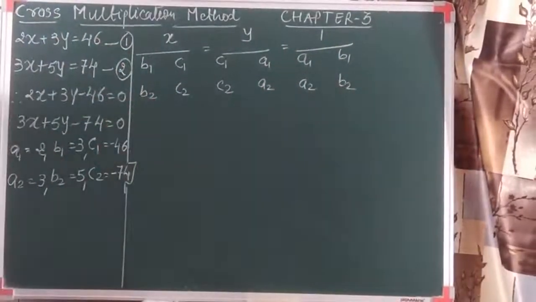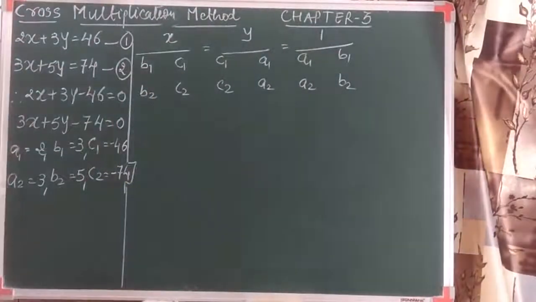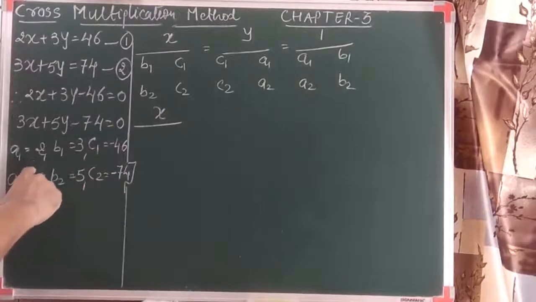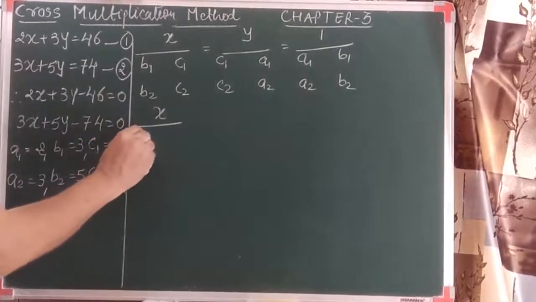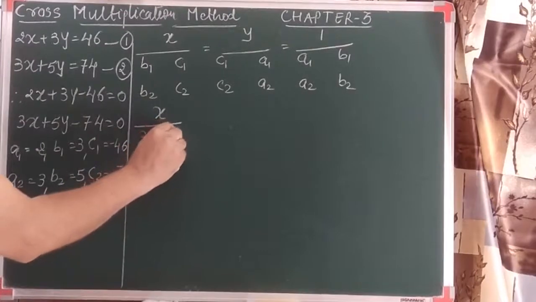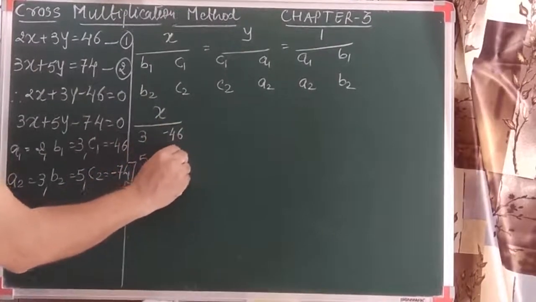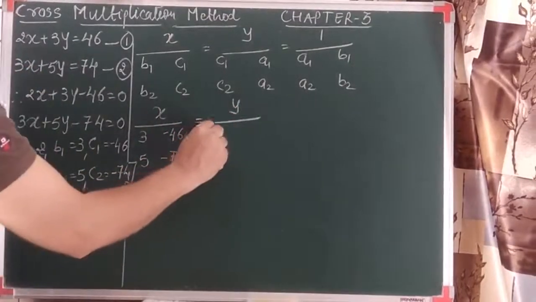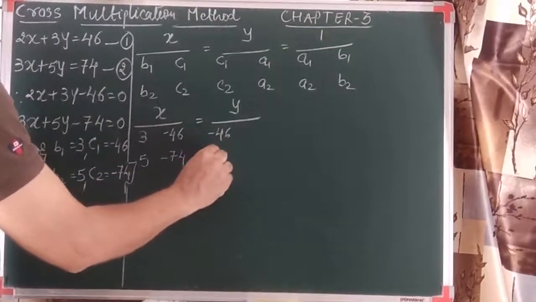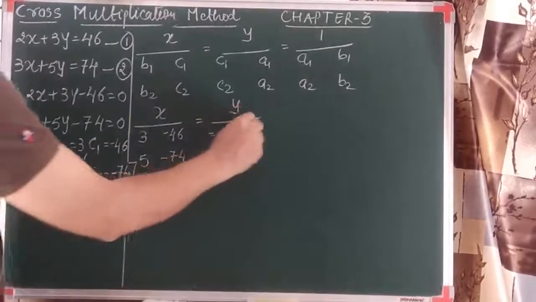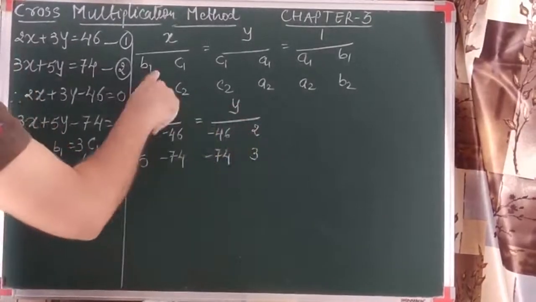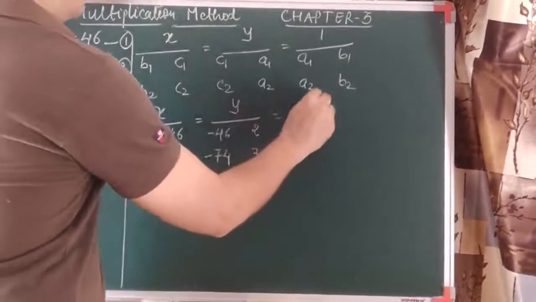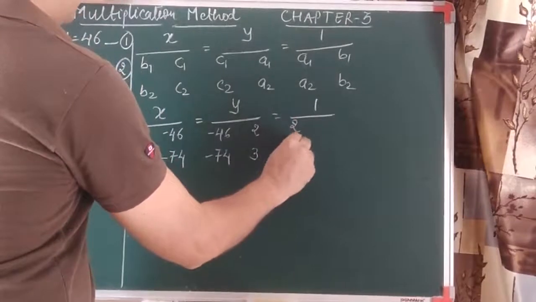See, this is a very important step. Let's write all the values of a1, b1, c1 and a2, b2, c2. So b1, b2, that is 3 and 5, and c1, c2, minus 46 and minus 74. Then y upon c1, c2, minus 46 and minus 74, and a1, a2, that is 2 and 3. You should remember to leave a gap. Fine. And 1 upon a1, a2 and b1, b2.